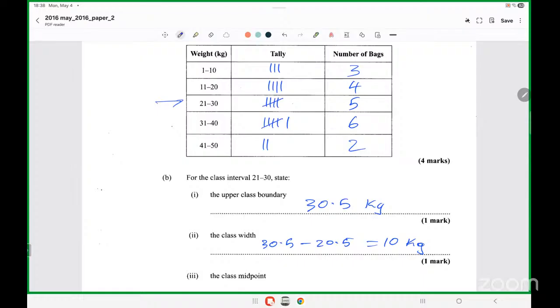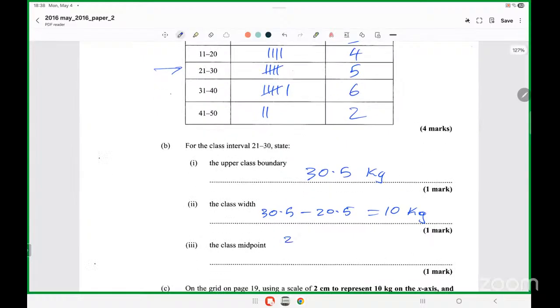The class midpoint. The midpoint is the average of these two values, halfway between the 21 and the 30. So it's 21 plus 30 divided by 2. What does that work out to? That's 51 divided by 2. That's 25.5 kilograms. All right. Next question.